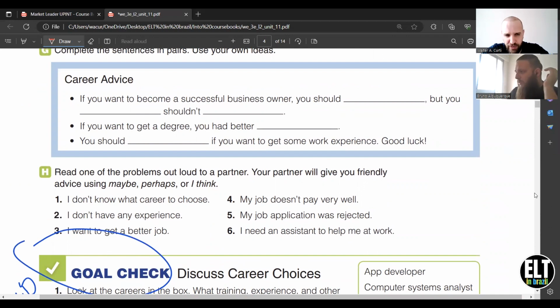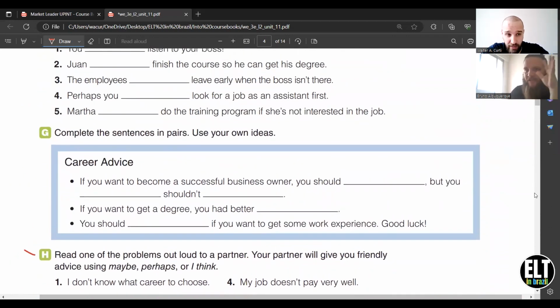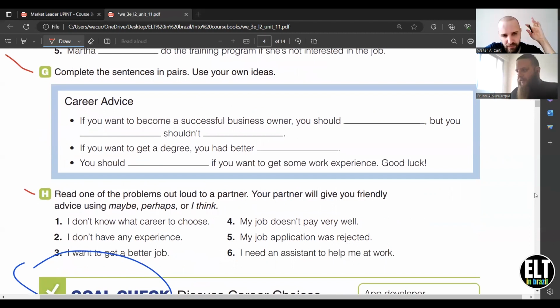Which one? H? G. In G, there's a little bit of personalization here. And in H, it's the freer practice part of the lesson. Yeah, before the goal check, of course. Very, very interesting. Yes. So it's this letting go of control throughout the lesson, right? Absolutely.